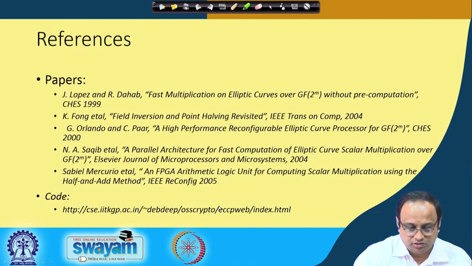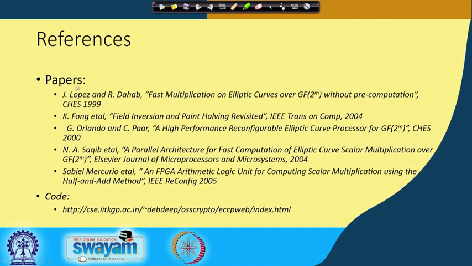So, finally, to conclude this part, these are some of the references that we have used. In particular, this is a nice paper by Lopez and Dahab, which was written in CHES in 99, and there are some other interesting texts also which I have summarized here. And this entire program, that means the entire Verilog code for the elliptic curve processor, you can get in this link. So, you can just download this link and look in more detail about what we probably could not discuss in the class.